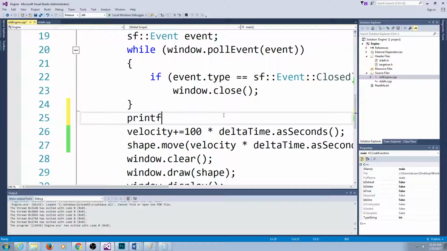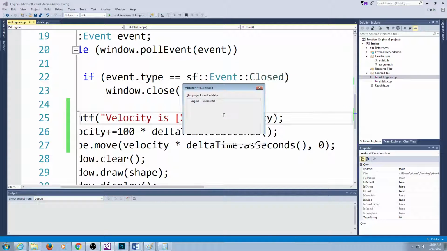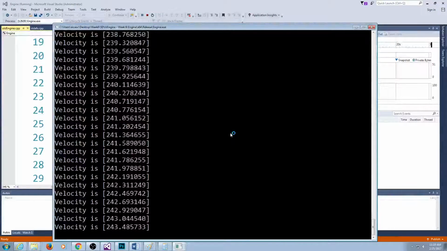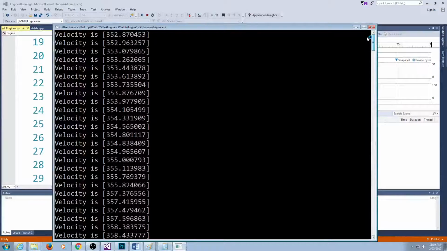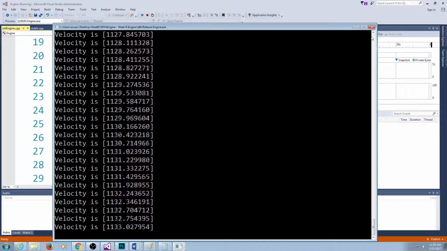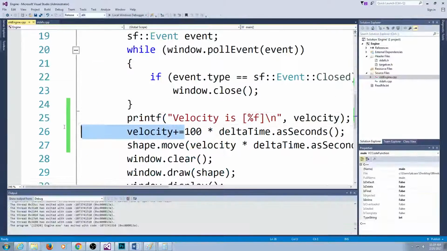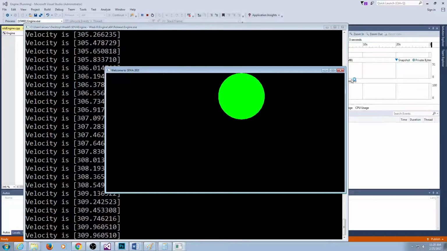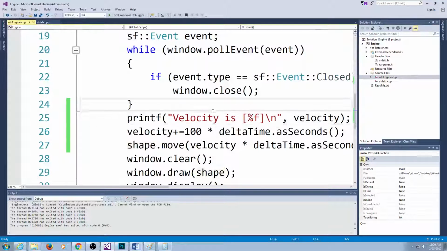If I print this out to the screen, look at the console on the left here. That's how fast the ball is moving, in pixels per second. Okay? The speed at which it's moving gets faster and faster. How does this affect the position of the ball? Look at the actual ball as it's moving. It starts off slow and then goes up and up faster. So what if I printed out the position of the ball?